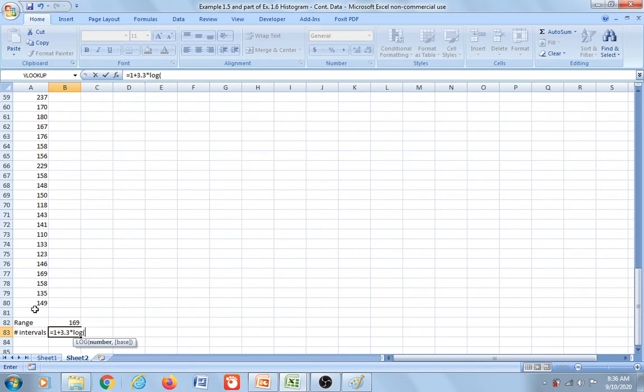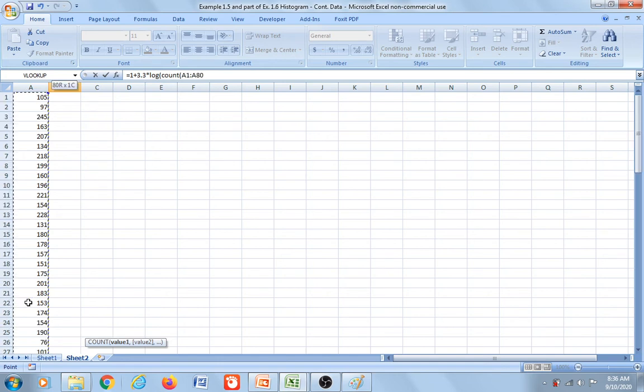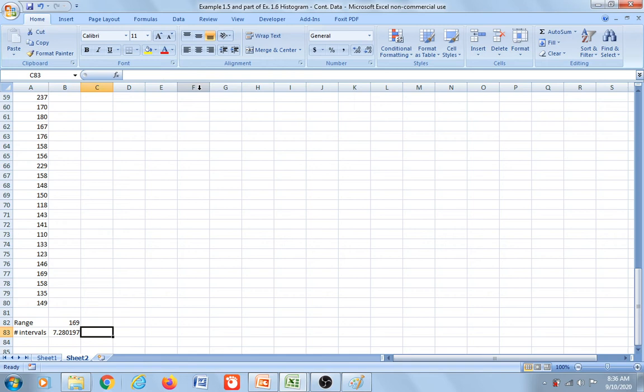We have 80 data, but I'm just gonna count the data. So count means you count how many data there are. Comma, close parenthesis, and it is asking for the base, and we use the log with the base of 10. So we have 7.3 intervals. You cannot have 7.3 intervals.